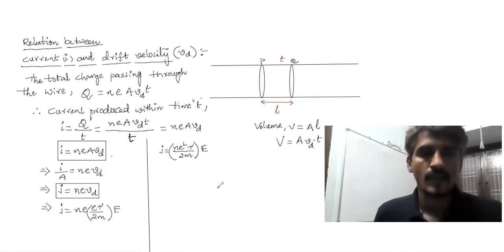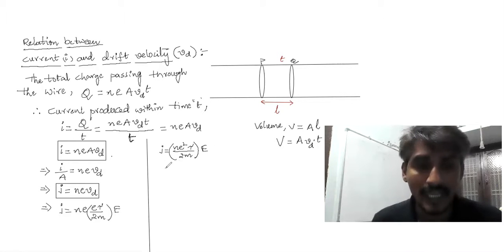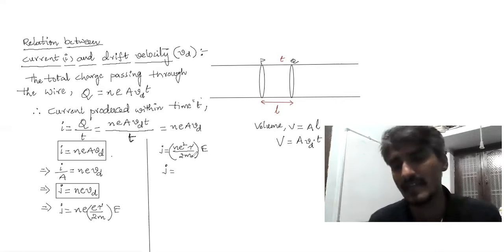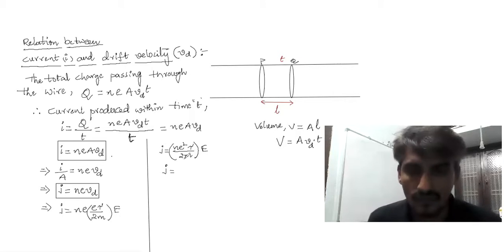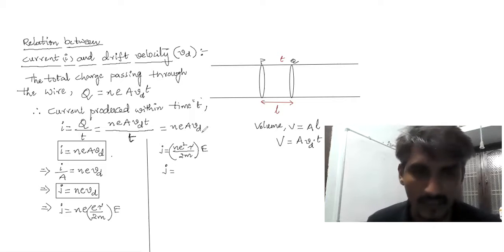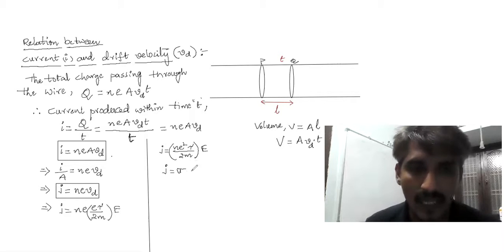Now observe this carefully. From this, we can say directly that J is equal to this total term n e square tau by 2m, into E. N is nothing but the density of electrons, e is the charge, tau is the relaxation time, and m is the mass of the electron, and everything is constant in this. So all these total terms, now I am naming it as sigma. Why? Because sigma is a constant.